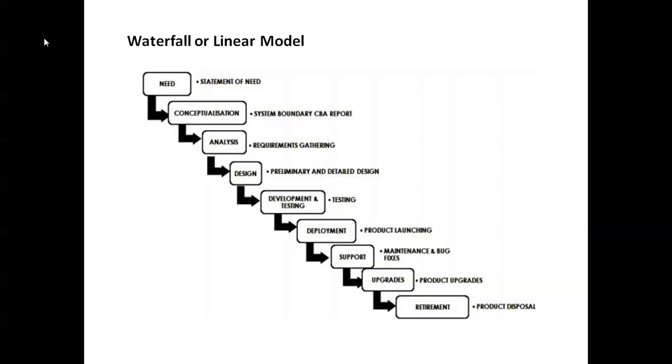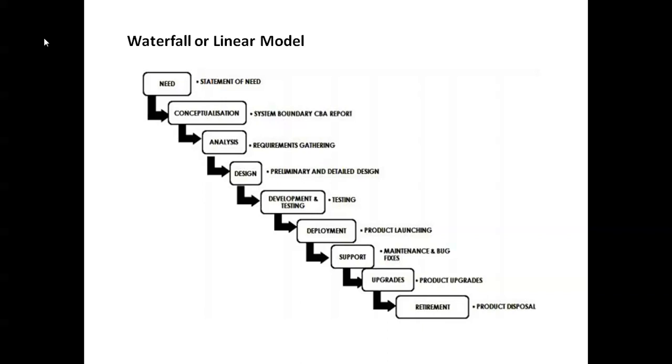These are the different phases in EDLC: need, conceptualization, analysis, design, development, testing, deployment, support, upgrades, retirement. These parameters are the phases of EDLC, which we discussed in previous videos. These parameters are placed as a structure that looks like a waterfall or linear. You see the structure? It looks like a waterfall.